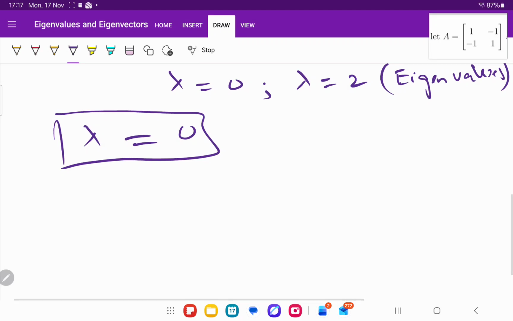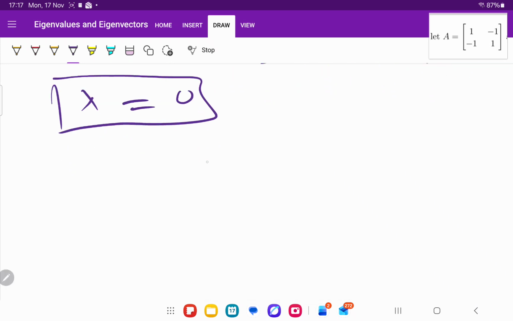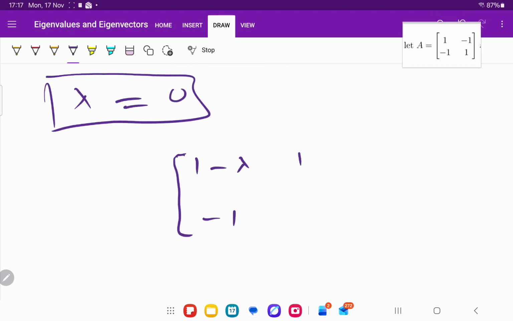What we need to do, we'll write the same matrix in the form of a determinant again. So 1 minus lambda, minus 1, minus 1, 1 minus lambda. You should write that determinant in the form of a matrix.